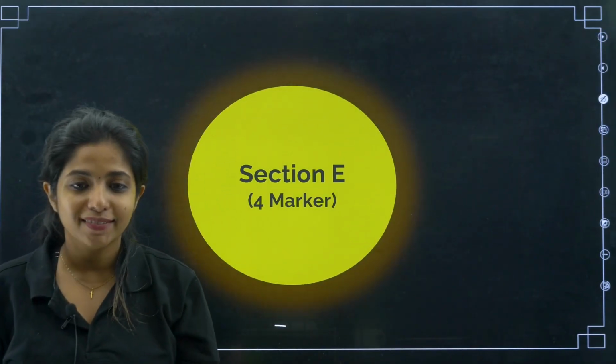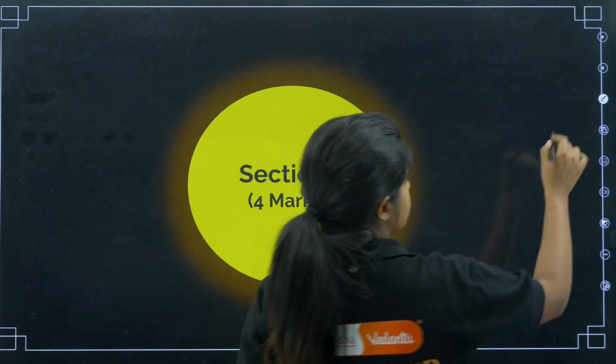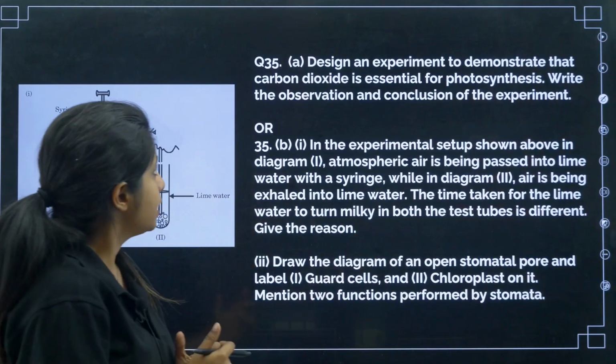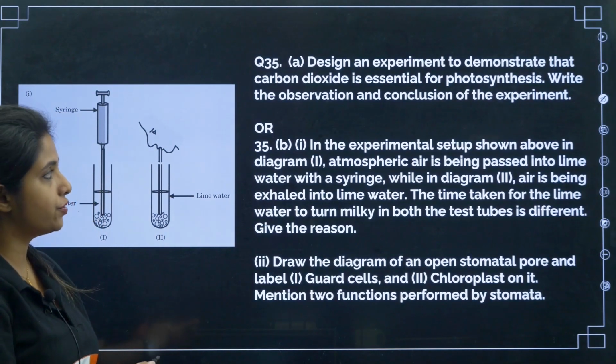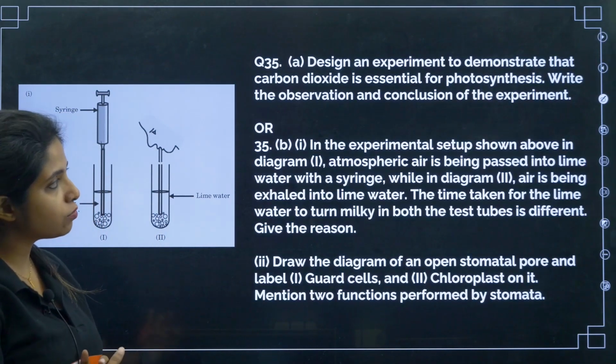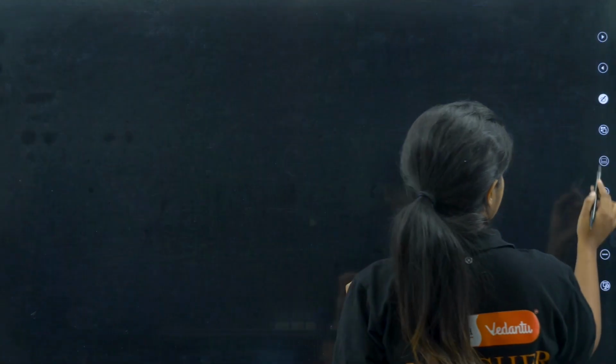Section E. This contains 4 marker questions, my dear children. Let's see what we can put over here. Design an experiment to demonstrate that carbon dioxide is essential for photosynthesis. Write the observation and conclusion for the experiment. How can I show that carbon dioxide is important for the process of photosynthesis?